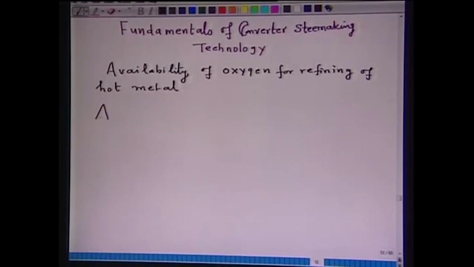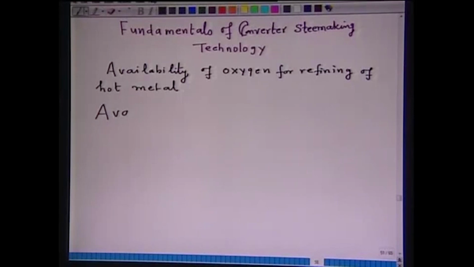depend upon the converter capacity, whether a converter is 50 tons or a converter is 400 tons. The tap to tap time is approximately of the order of 60 minutes. This depends upon the availability of oxygen supply, and at the end of the lecture you see whether it depends on availability of oxygen supply or not. So, the availability of oxygen, let us see how oxygen is available in converter steel making.